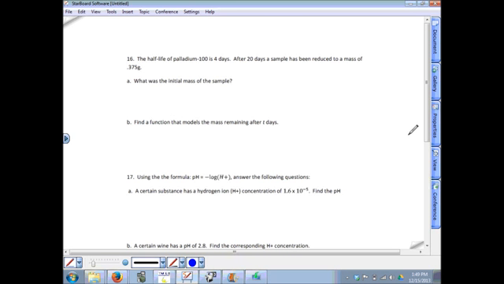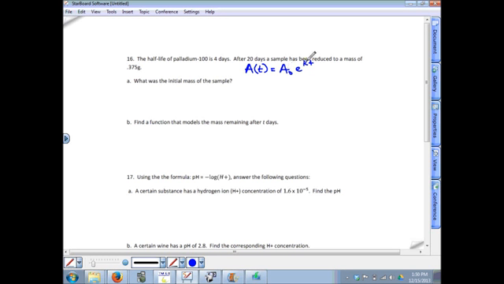Okay, question 16 here. The half-life of palladium-100 is 4 days. After 20 days, the sample has produced a mass of 0.375 grams. What was the initial mass of the sample? This is referring to the function A(t) = A sub 0 times e to the power of kt. What they're asking for is A sub 0, this initial mass.